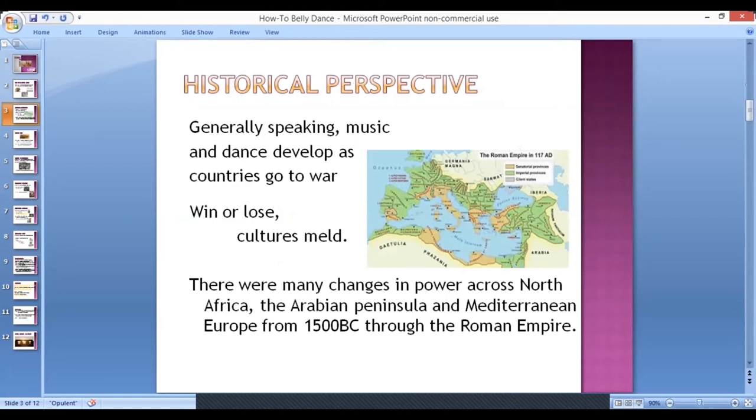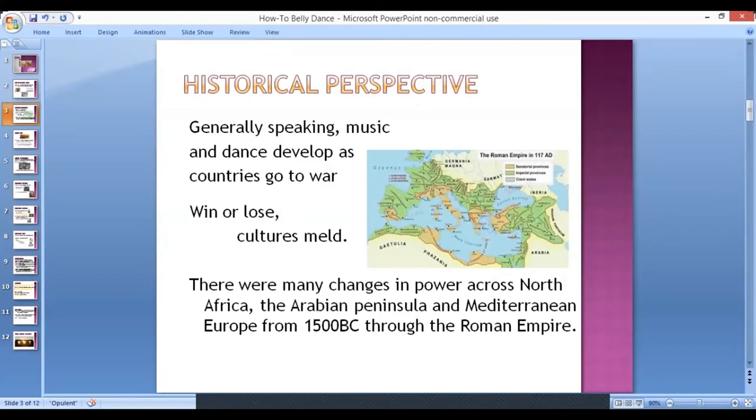From a historical perspective and generally speaking, music and dance develop as countries go to war, whether we like that or not, and win or lose, the cultures meld. So you can see this map of, and there's so much more, but this map of where there was a lot of activity, probably from about 1500 BC through the fall of the Roman Empire in 400 AD or thereabouts. And there were many changes in power across North Africa, on the Arabian Peninsula. People from Egypt came up and conquered up into Iran and Persia. Just a lot of activity. And every time that happened, something got shared.